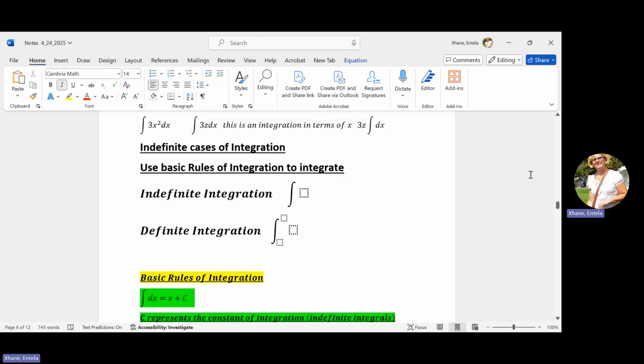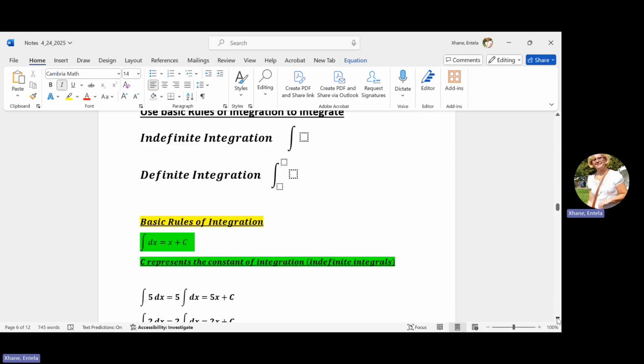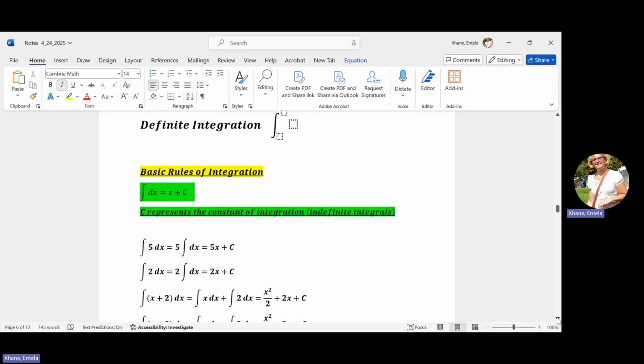We do integrate by using basic rules of integration. And this is true not only for differentiation, but for integration. So we have a table of basic rules of integration. Let's start with some of them. If I'm integrating dx, the d and the integral sign cancel each other out. So the outcome is just x, but this is no boundaries, indefinite integration. So you must add c, which is the constant of integration for all indefinite cases.